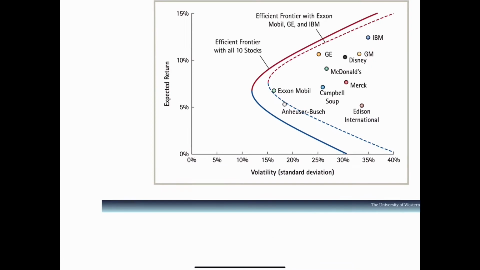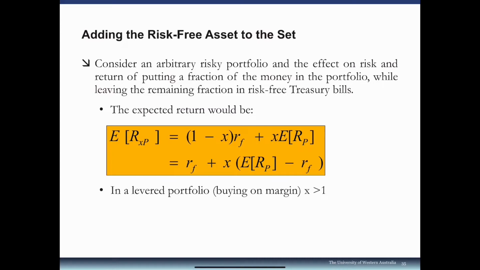All right, so now we're going to introduce a very important concept, which is adding the risk-free asset to the set. This takes you to the original derivation of CAPM, and a different version of CAPM which was extended by Fischer Black. You may recall early on I said Fischer Black has another paper published in 1973 which leads to the Black-Scholes model, one of the best known models in finance. He has many other contributions, and one of them was to extend CAPM into a version without a risk-free asset. But let's just say, what would happen if we add the risk-free asset to the set? Consider an arbitrary risky portfolio and the effect on risk and return of putting a fraction of the money in the portfolio while leaving the remaining fraction in risk-free treasury bills.